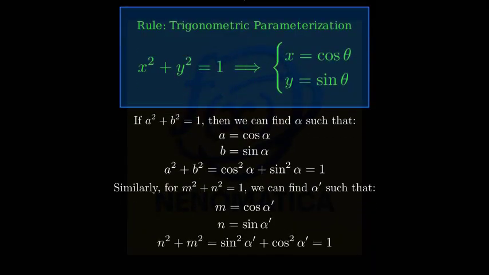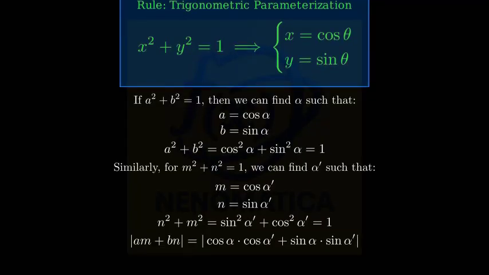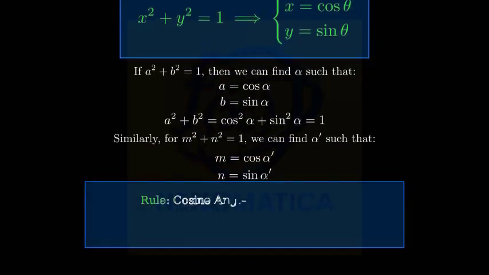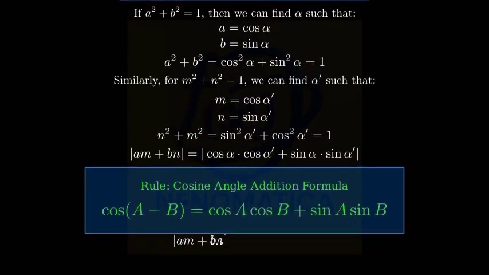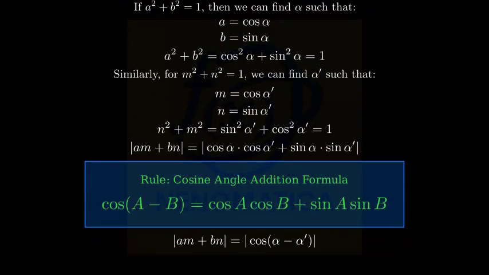We verify that n squared plus m squared equals sine squared alpha prime plus cosine squared alpha prime, which also equals 1. Now, we substitute our parameterizations into the expression a m plus b n that we want to prove is less than or equal to 1 in absolute value. We get cosine alpha times cosine alpha prime plus sine alpha times sine alpha prime. This can be recognized as the cosine of the difference between alpha and alpha prime.